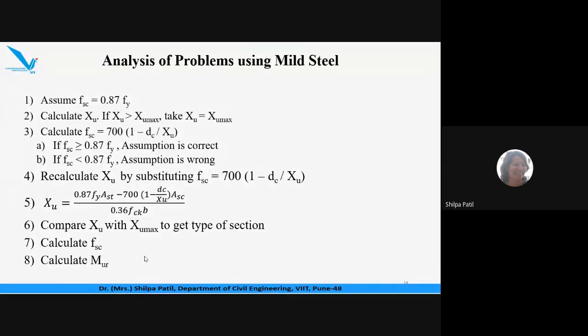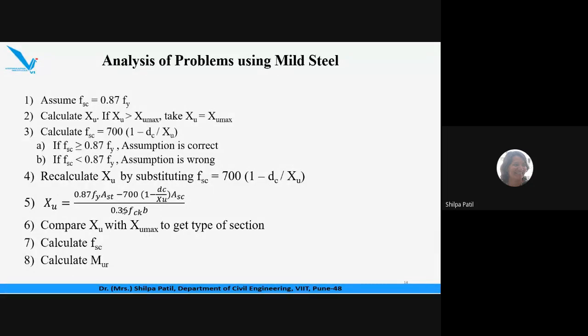If FSC is coming greater than 0.87 FY, then we directly go to calculation of MUR, because we have already calculated XU and that XU value is correct. That XU value and FSC value we will simply put in the MUR expression and directly calculate MUR. So if this condition is satisfied, that is FSC is coming greater than 0.87 FY, we will directly go to the last step, that is calculation of MUR. If not, then we have to repeat these things again.